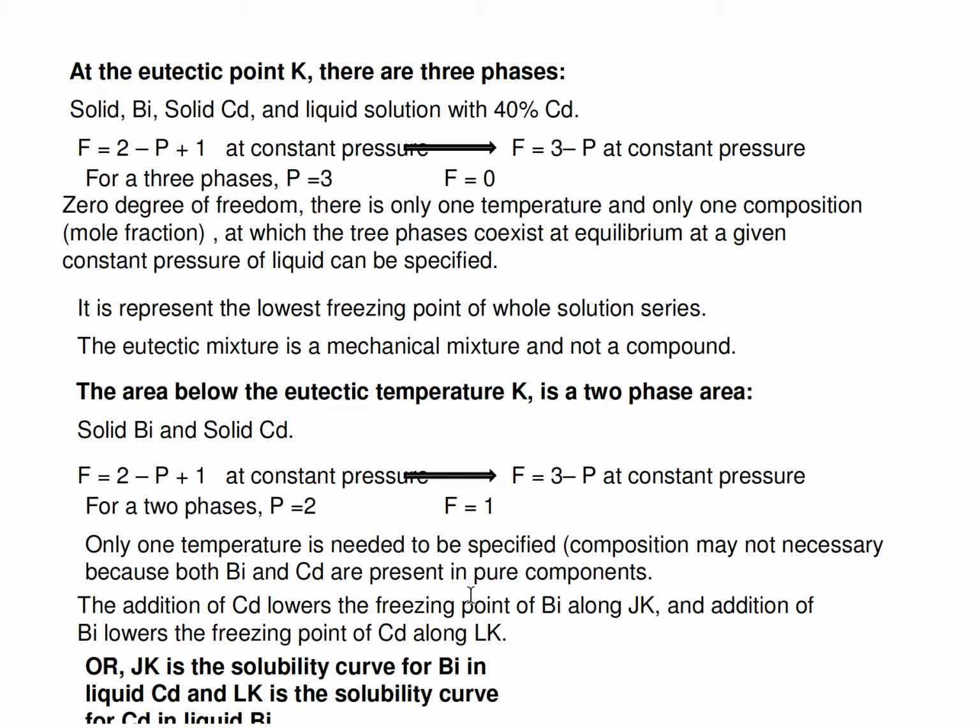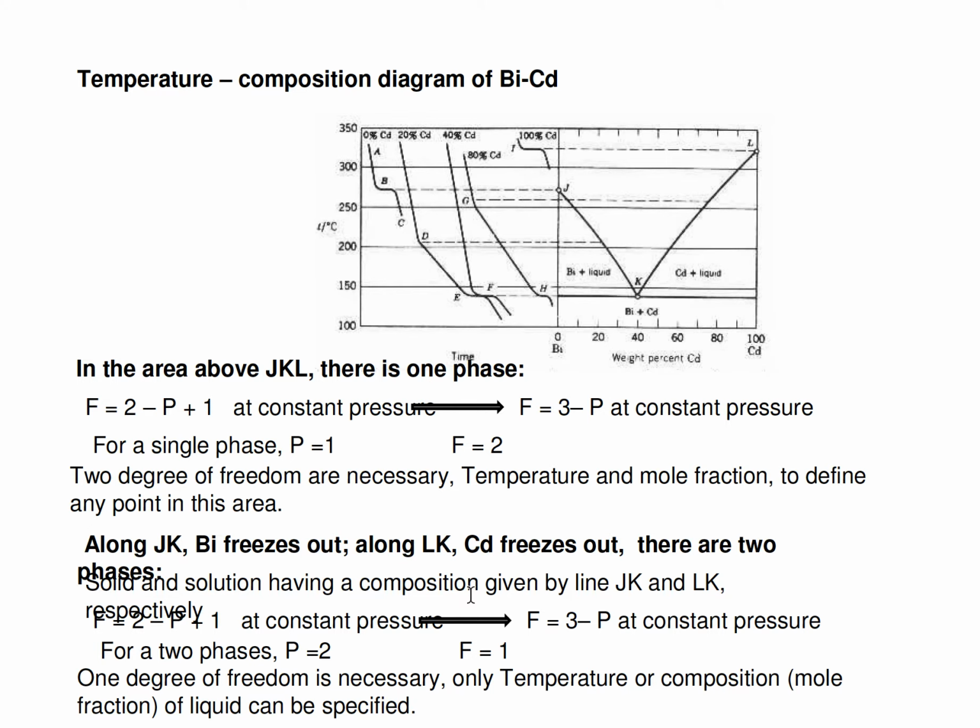Okay, basically, more about the eutectic point. We can see here the temperature-composition diagram of bismuth-cadmium. In the area above JKL, there is one phase, where the degrees of freedom F equals 2 minus P plus 1 at constant pressure. So we have F equals 3 minus P at constant pressure. For a single phase, P is 1, so F, the degrees of freedom, is 2. Two degrees of freedom means temperature and mole fraction are necessary to define any point in this area.